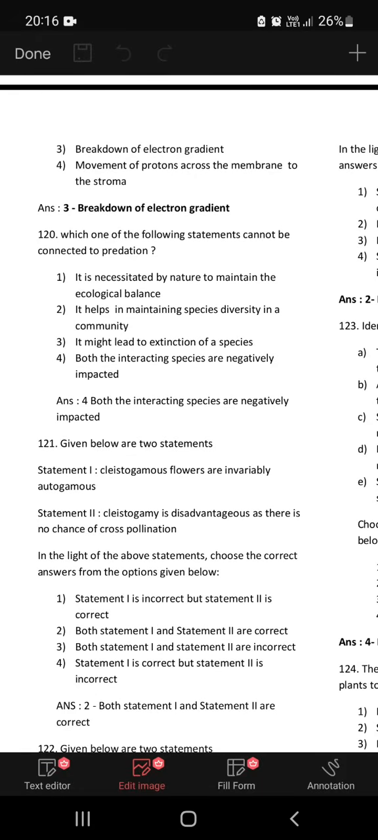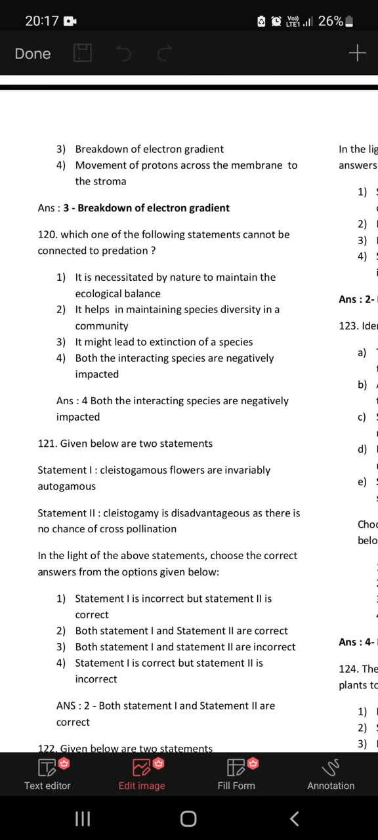Which of the following statements cannot be connected to predation? This is from the organism and population chapter. Again it is an incorrect statement question. Many of the students last year informed me that it was voluminous because it took time to read, analyze and then answer. They had to use the 90 minutes of biology and were not able to save time for other subjects. So you can see how many questions within botany itself are the incorrect statement type.